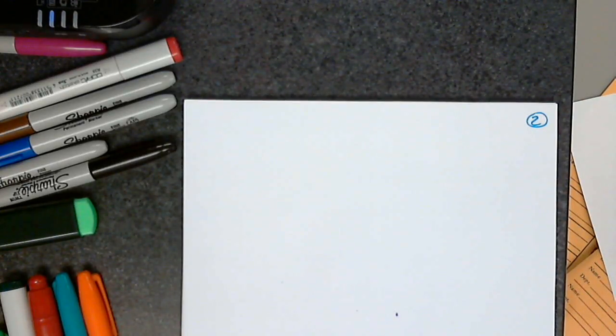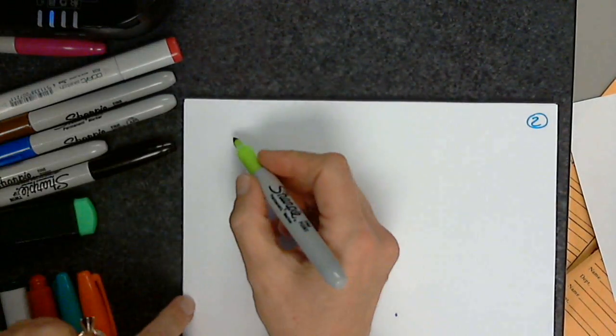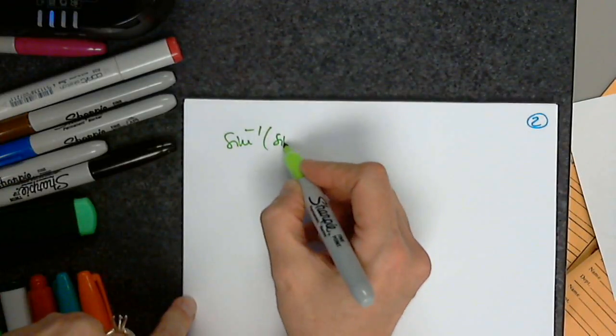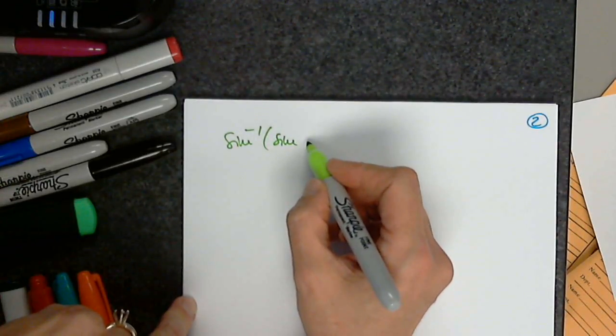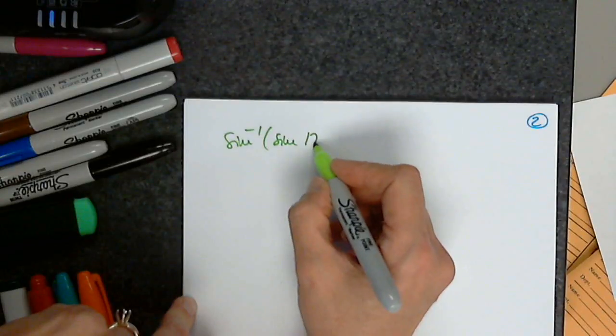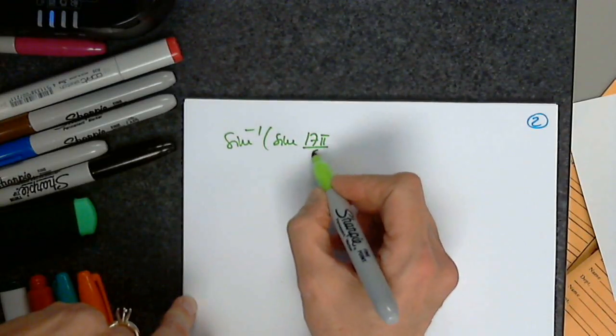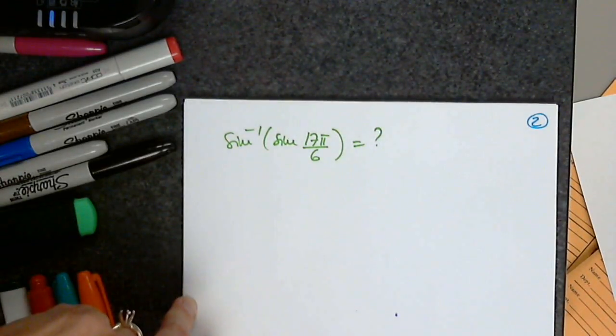Yeah, I had one from the homework, going back to one of the ones we just did to start class. The problem is sine inverse, and then in parentheses sine of positive 17 pi over 6. And the question is, what is that?